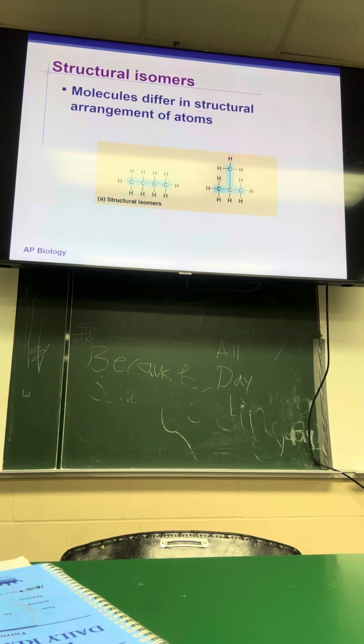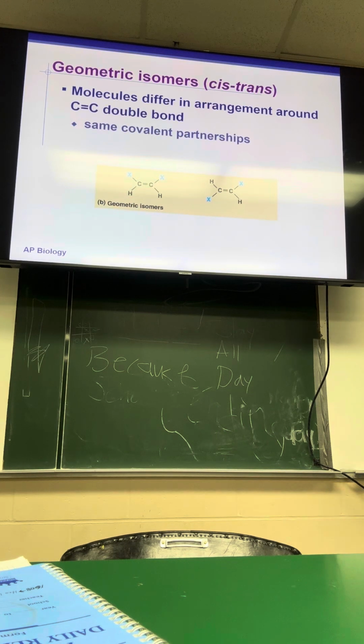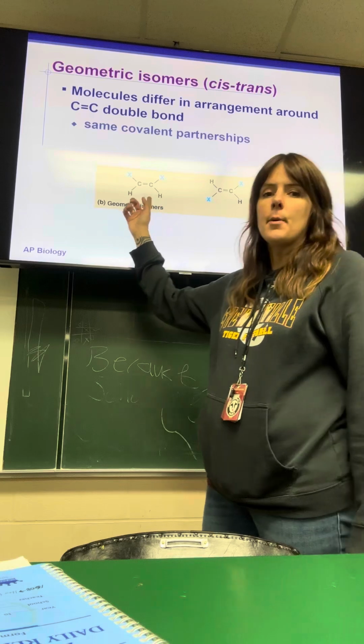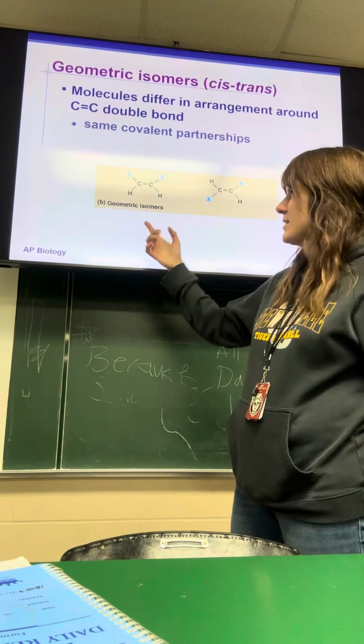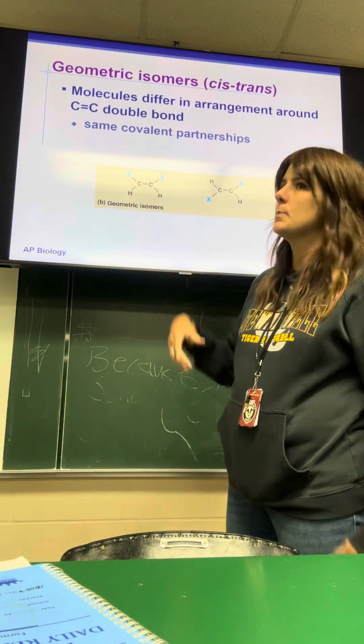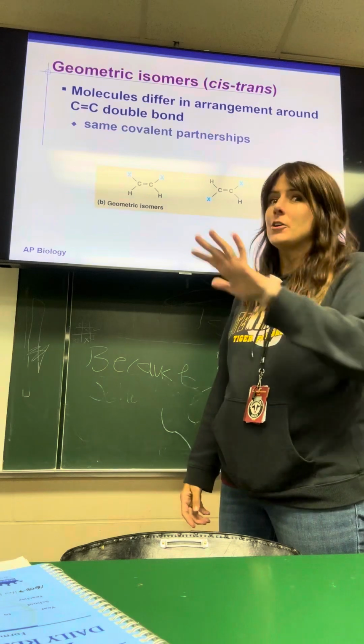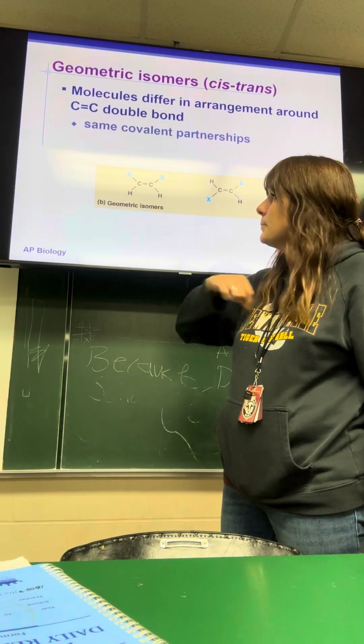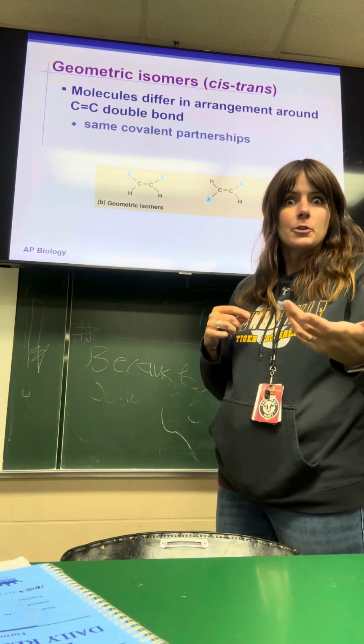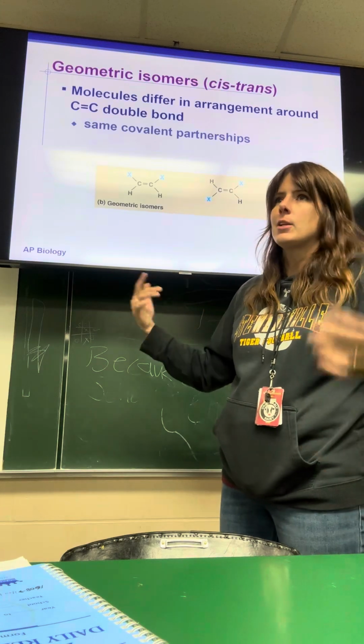When we're looking at geometric or cis trans, now we're off of a double bonded carbon, and in this example these X groups would be a possible functional group that you're learning right now, or maybe an oxygen off of there.